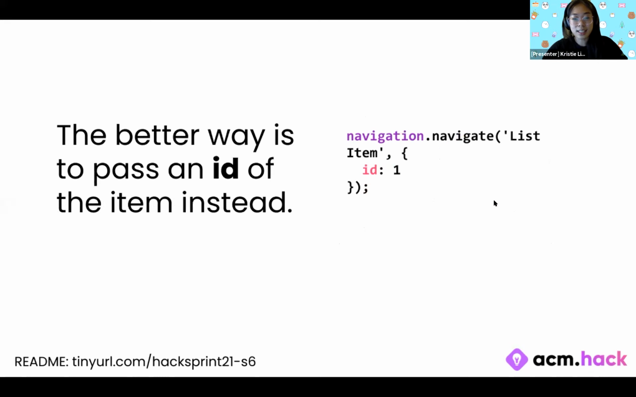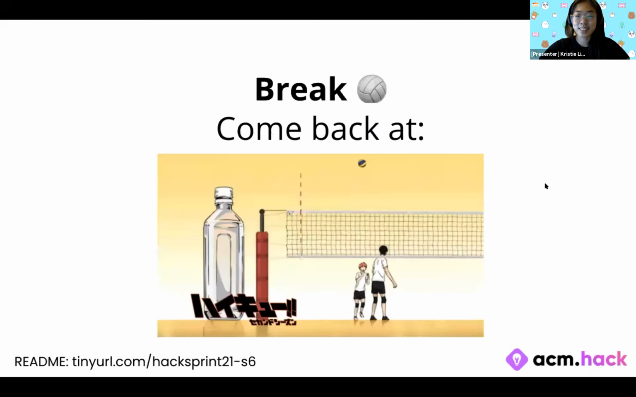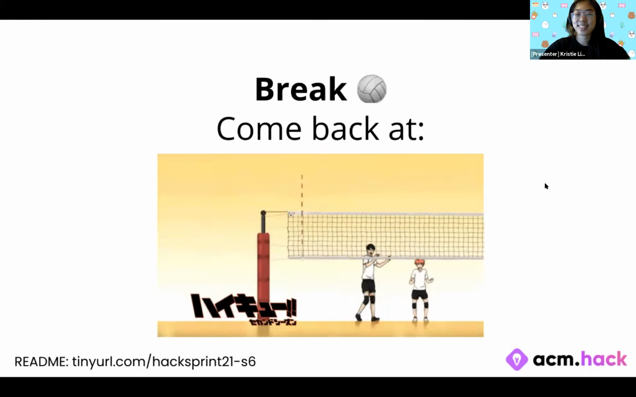So the better way to do this is to pass an ID instead of the entire item. But that does bring us to the question, like, how can the list item screen then know what the title and the details are just from the ID? And we'll find out next time on Hack Sprint.